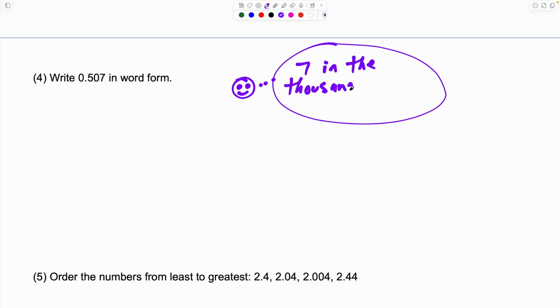Okay, so we have a 7 in the thousandths place, which tells me that this number here, first, numerically as a fraction, is 507 thousandths. Okay, so that's how I think of this first, as a fraction. So then when I have to write this in words, I just write what I just said here out.